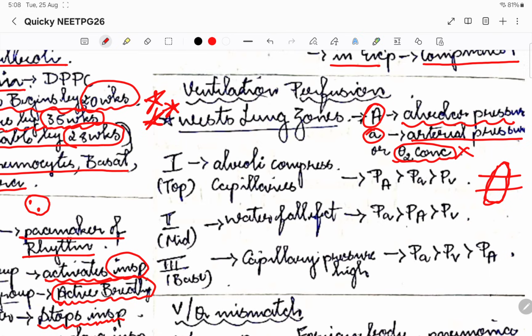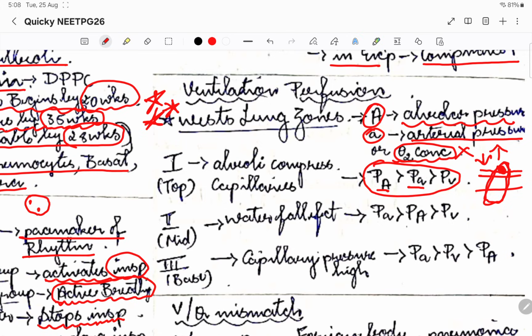In zone 1, at the top of the lung, there is increased alveolar pressure. Here the air is too much, so the alveoli will be expanded too much because air goes up. It is going to compress the artery. So that is why the arterial pressure is low as compared to the alveolar pressure. Alveolar pressure will be high. So that is at the top.